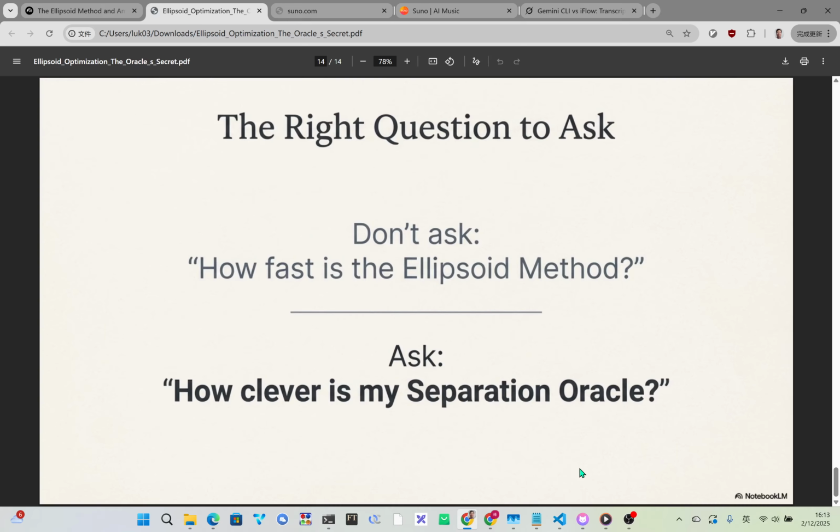And that search for cleverness, that is what will continue to unlock problems that conventional solvers can't even begin to formulate. Something to mull over until our next deep dive.